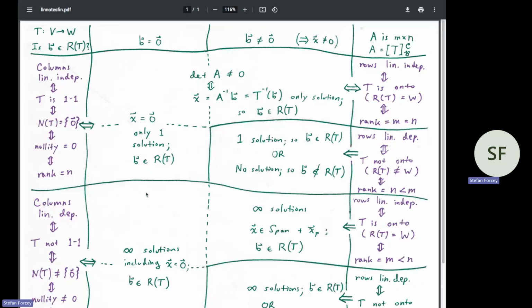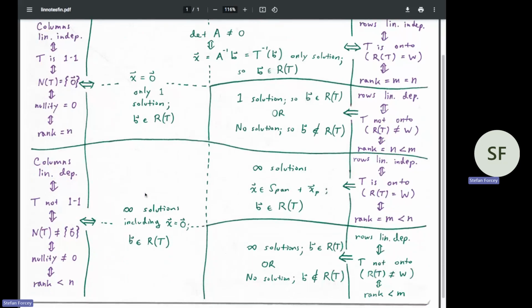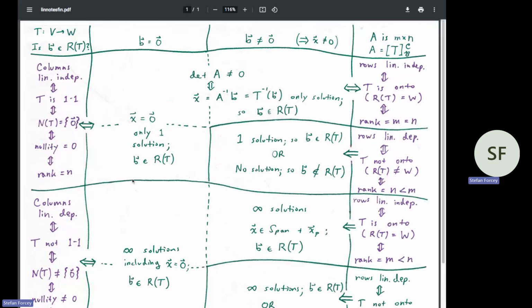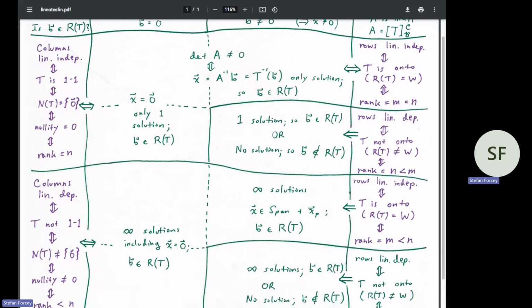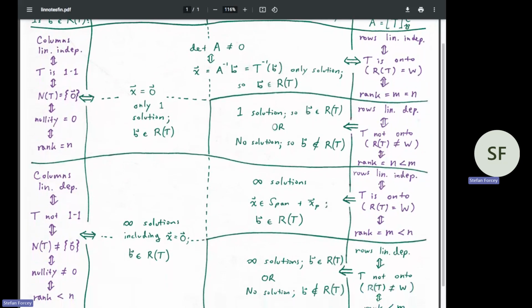If the columns are linearly dependent, then T is not 1 to 1. And that's when you have some free variables. And so the null space of T is not just the 0 vector, it's got more in it. And the nullity is not just 0, it's bigger than that. And that means that the rank has to be smaller than n, smaller than the number of columns. And that means you get infinitely many solutions. If b is equal to 0, you get infinitely many solutions, and that includes x equal to 0.